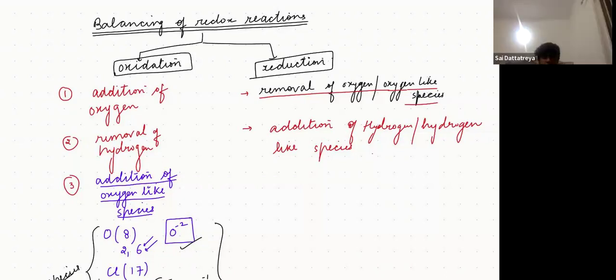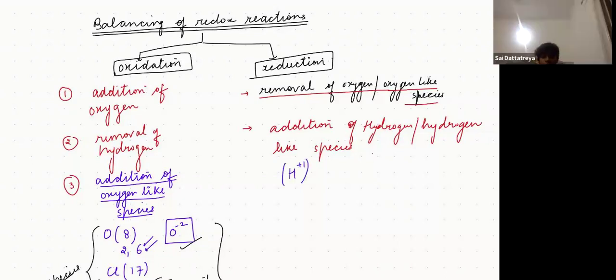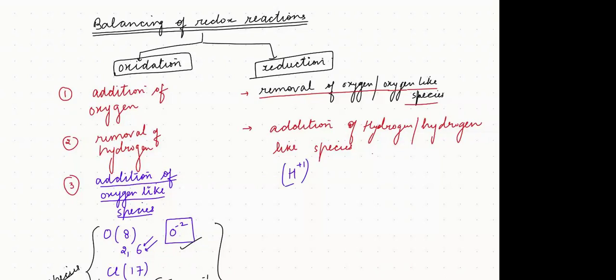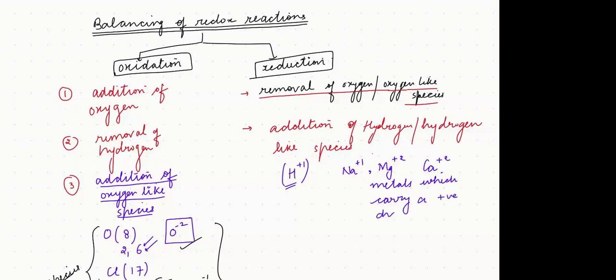Let's say, now what is hydrogen? Hydrogen carries a +1 charge, exactly the opposite of oxygen, right? So anything which carries a +1 charge, let's suppose Na+1, Mg+2, Ca+2, so all the metals which carry a positive charge come under the category of hydrogen like species. So whenever in the reaction you see hydrogen being added or oxygen being removed, that is a case of reduction.